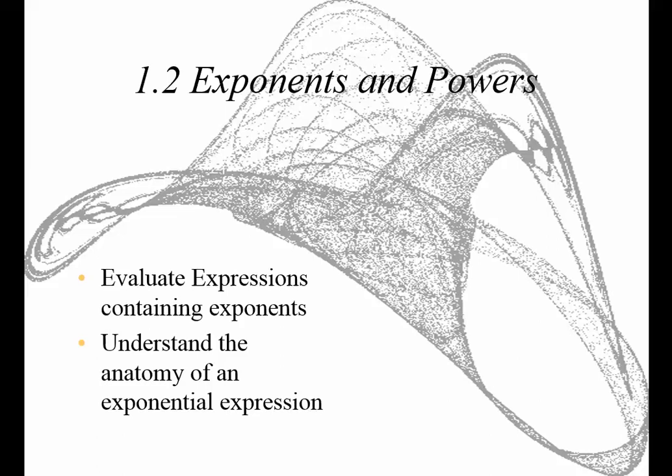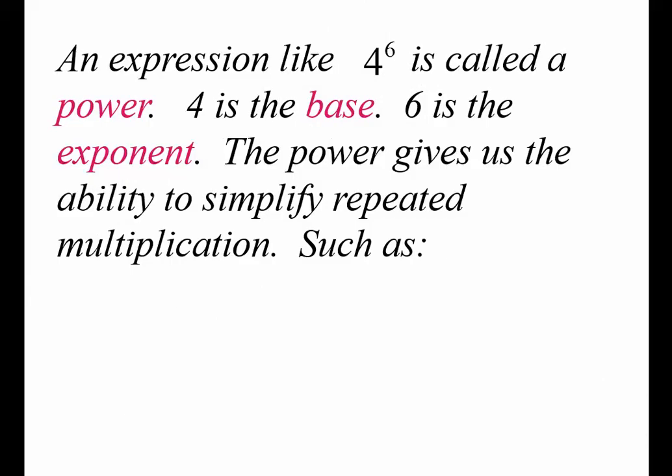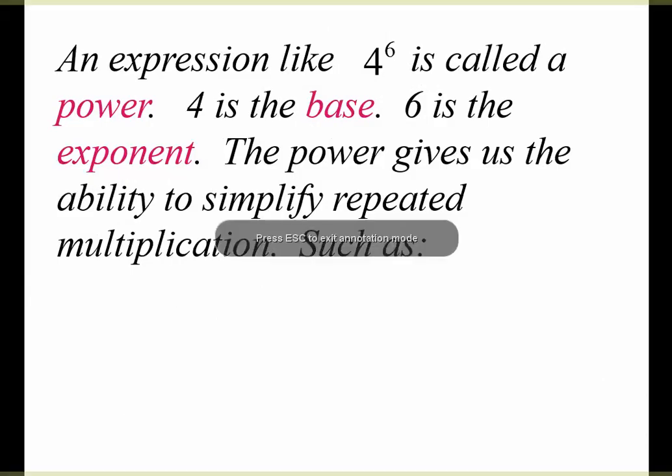We'll begin with section 1.2, exponents and powers. It's important to begin by understanding the terminology. An expression like 4 to the 6th power is called a power. The power has 2 components, the base and the exponent. The big number on the bottom, the 4, is the base, and the floating number up top we call the exponent. So don't confuse the terms exponent and power. The power is the whole construction of both the base and the exponent.